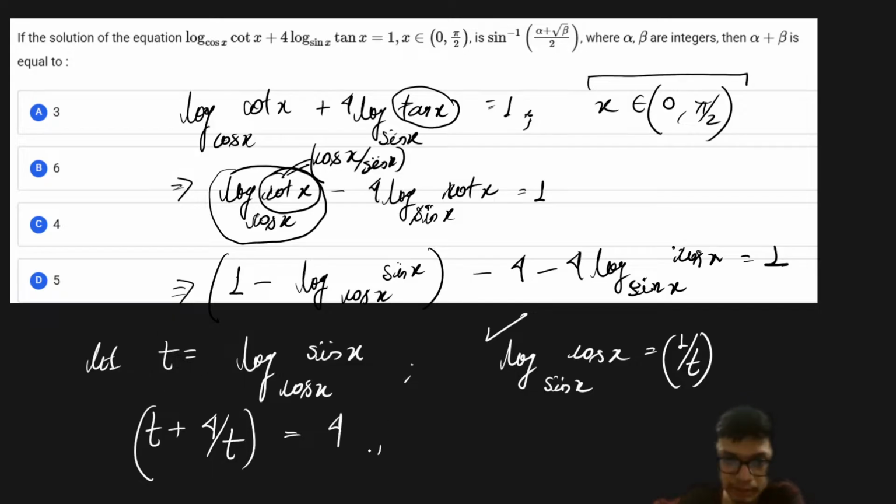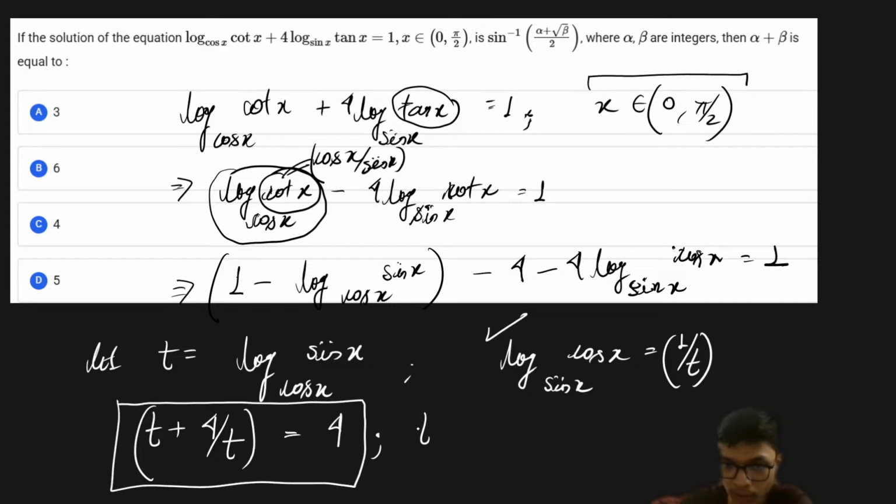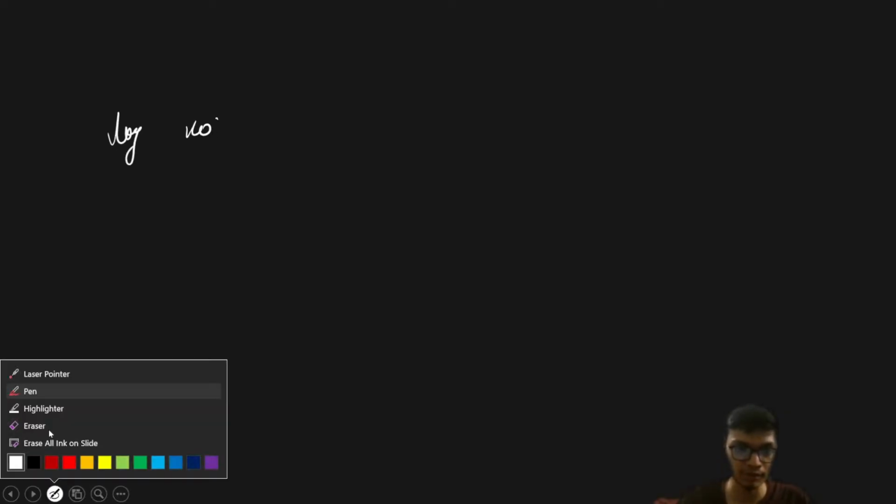Okay, so from this part you will see that this particular equation will hold true only when your value of t is equal to 2. Now if your value of t is equal to 2, therefore log of sin x base cos x, which we have assumed as t, is coming out as 2. So from this part I will have sin x equal to cos square x, right? So that is what we will have over here.